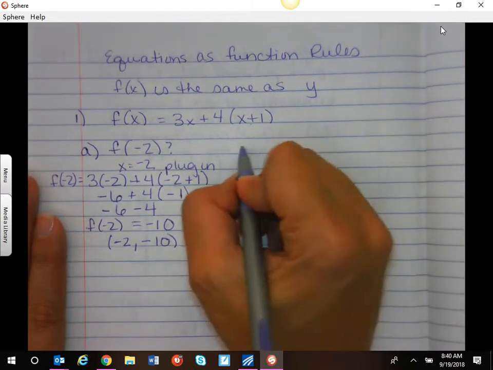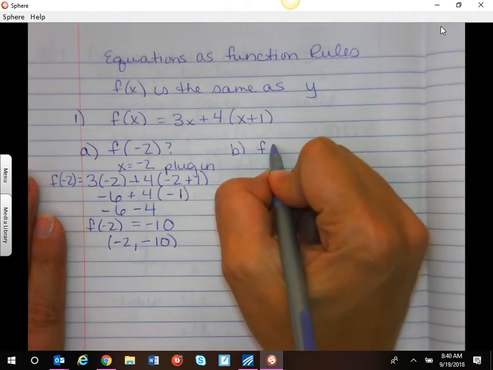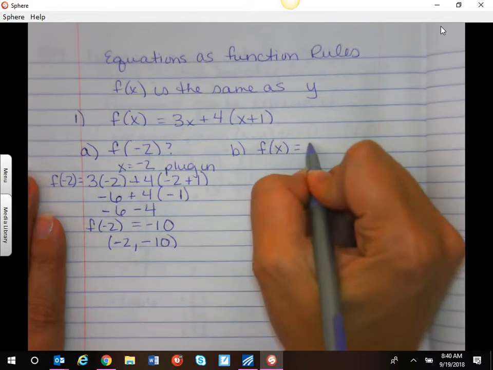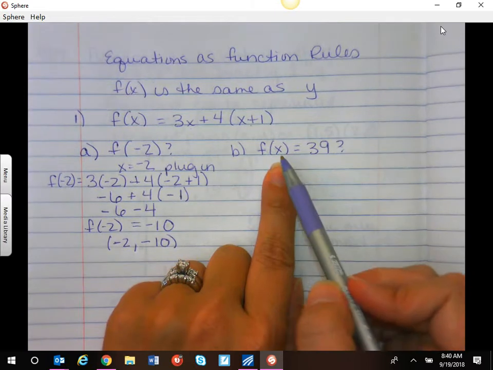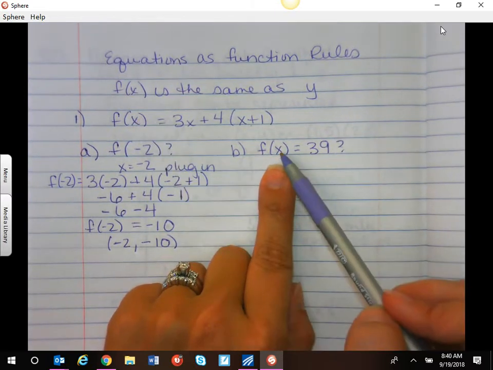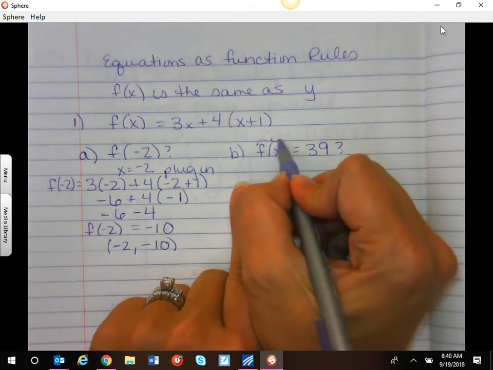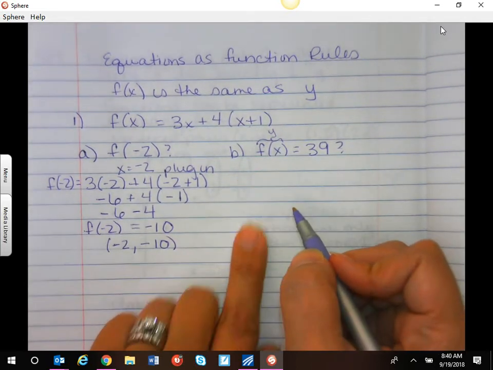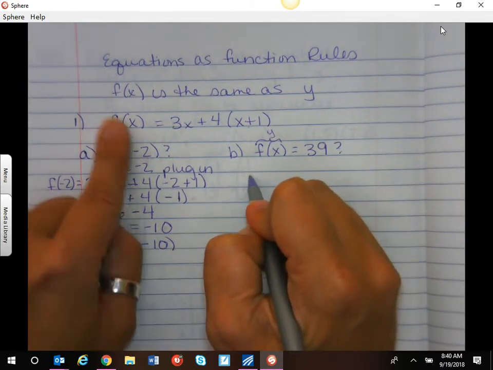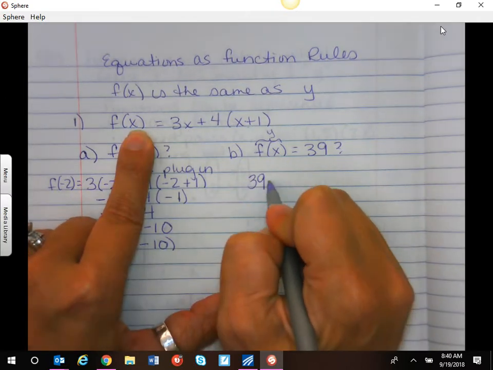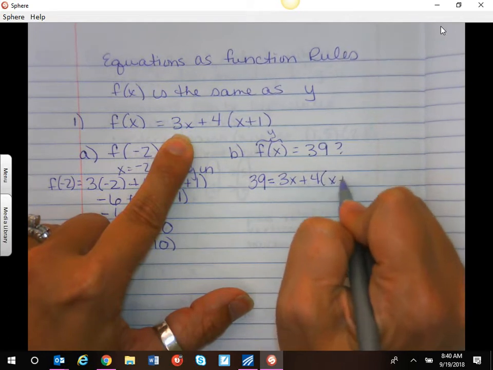In like manner, we can go the other way. If I said, what is the value if f of x equals 39? Okay, well notice now that x is still an x, but we said f of x as a whole is y. So really, I'm saying y equals 39. So again, we're going to plug this in. We're going to say, instead of f of x, I'm going to say 39 equals 3x plus 4 times the quantity of x plus 1.